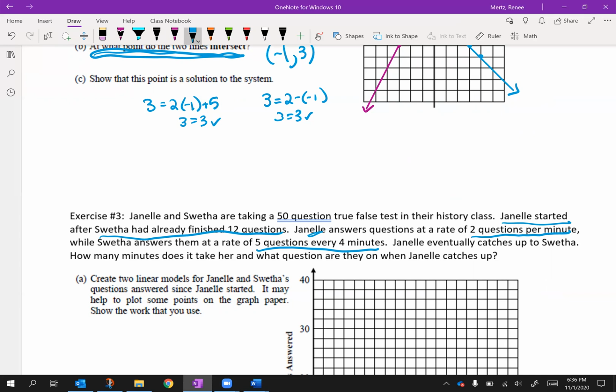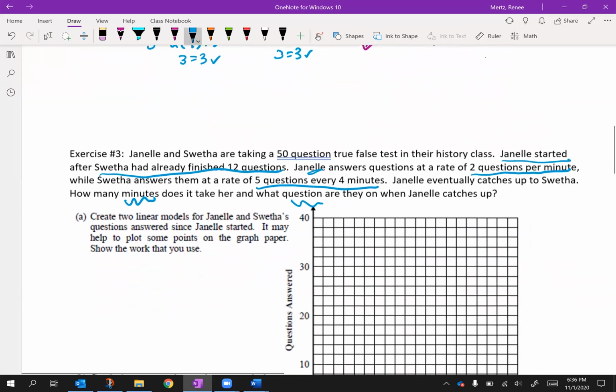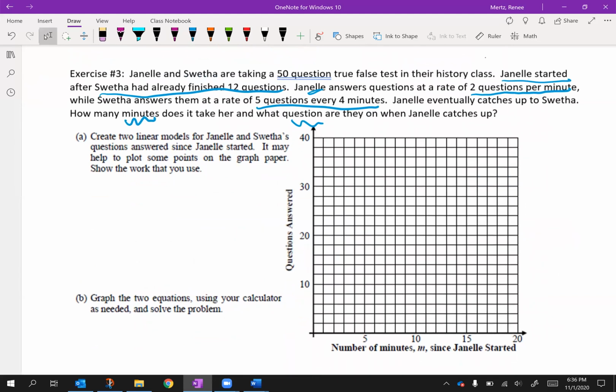Janelle eventually catches up to Swetha. How many minutes does it take her? And what question are they on? So minutes and what question are they on when Janelle catches up? We have to pay very close attention to what they asked for. So let's look at our axes. The y-axis is questions answered. The bottom axis is number of minutes. So we want to create 2 linear models for them.